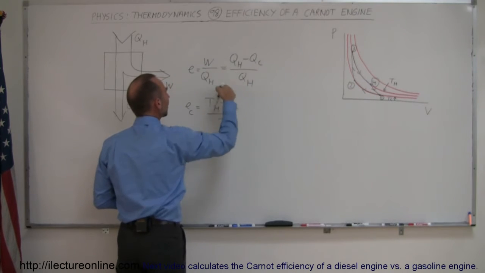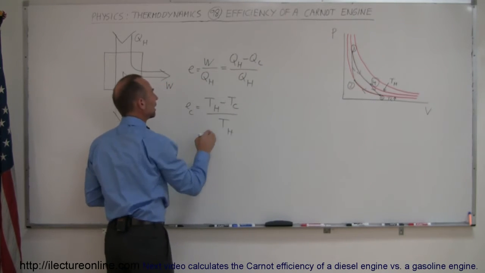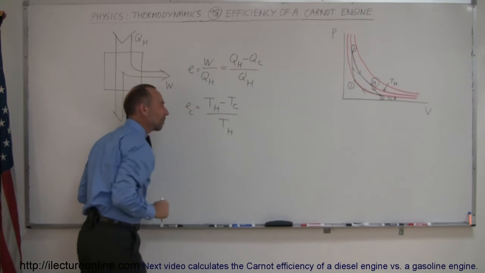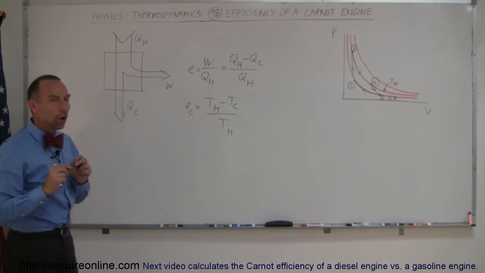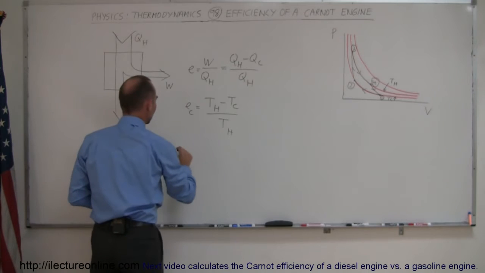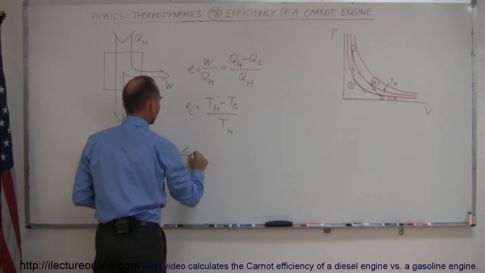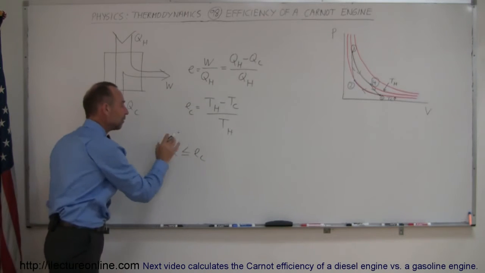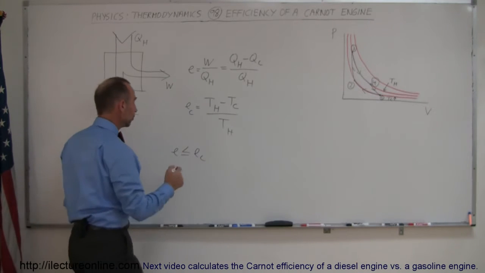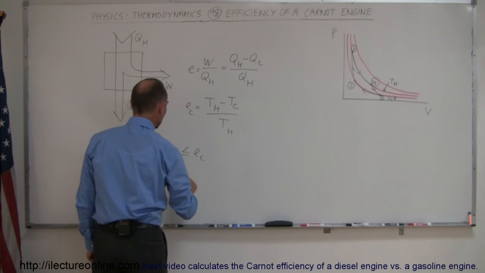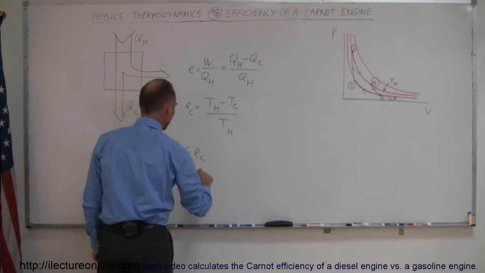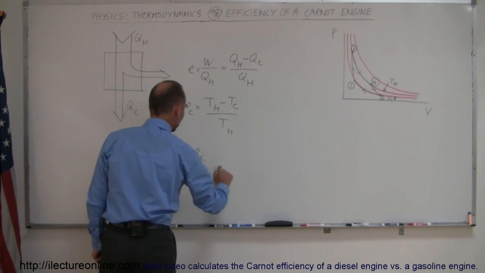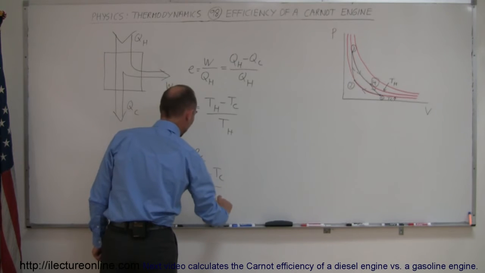Now notice the similarity between these two equations. Here we use Q, here we use temperature. And in all circumstances, the efficiency is always less than or equal to the Carnot efficiency. There's no way an engine can ever have greater efficiency than the Carnot efficiency, which in other words, the efficiency of any engine is always less than or equal to T hot minus T cold divided by T hot.